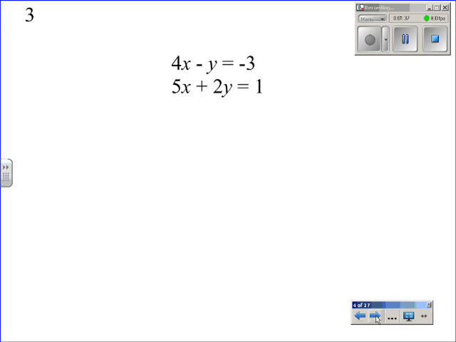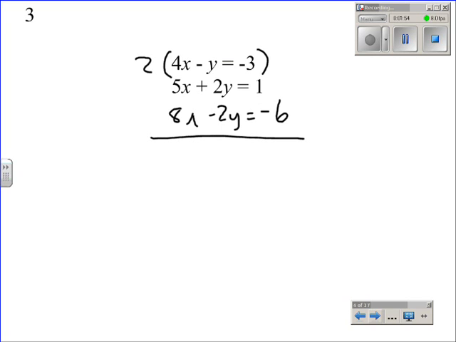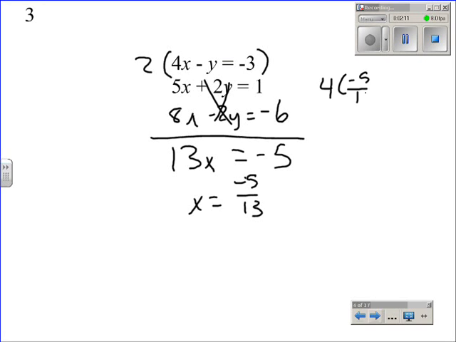To solve this algebraically, we can see that simply adding them won't work. However, if we multiply the top equation by 2 and add the result to the bottom equation, the result is 13x equals negative 5. And therefore, x equals negative 5 over 13. We can find y by substituting that into the first equation and solving for y.